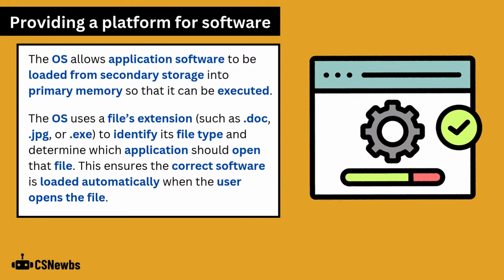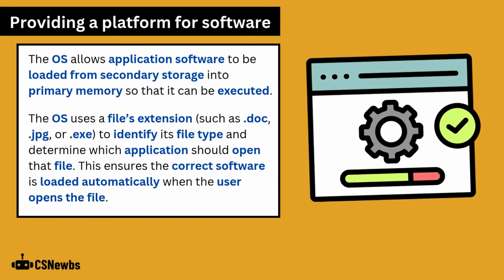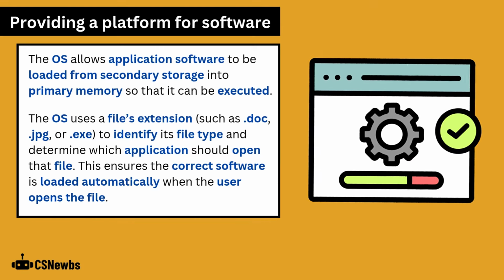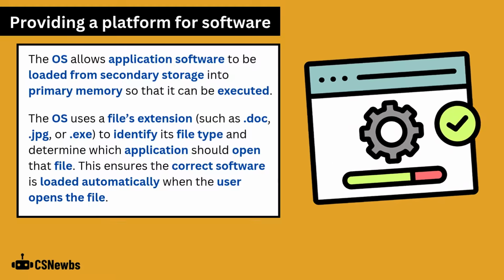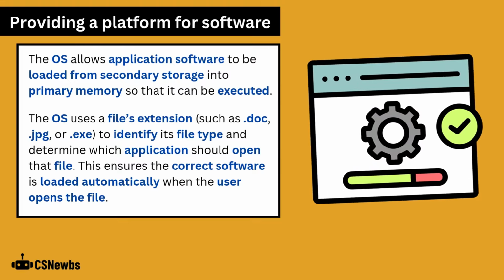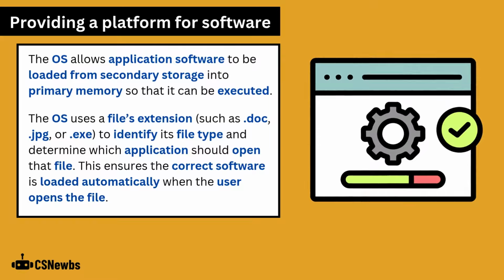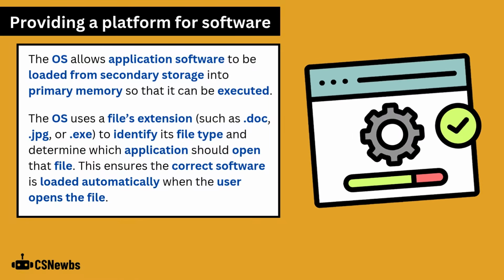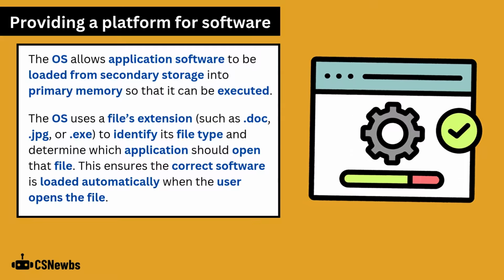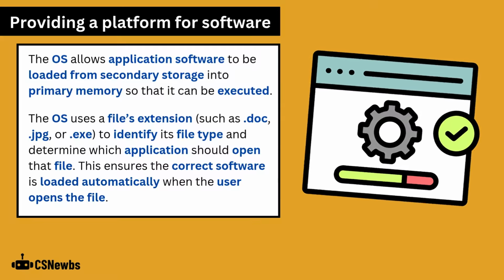The operating system allows application software to be loaded from secondary storage into primary storage, or memory, or RAM, so it can be executed. The OS uses a file's extension, such as .doc, .jpeg, or .exe, which is an executable, to identify its file type and determine which application should open that file. This ensures the correct software is loaded automatically when the user opens the file.